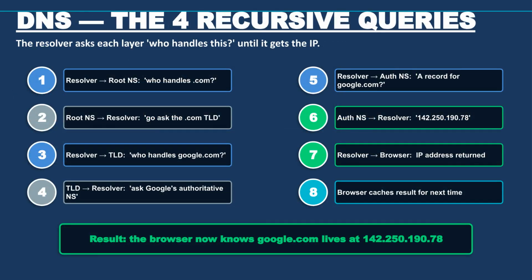This slide outlines the 4 recursive queries in the DNS lookup process, from the browser asking the resolver to the resolver getting the authoritative answer and returning the IP address. The browser now knows that google.com is at 142.250.190.78 and caches this result.